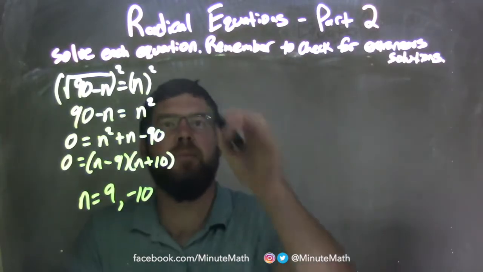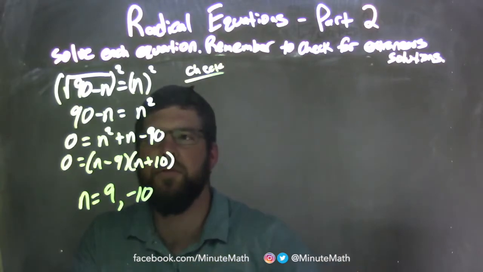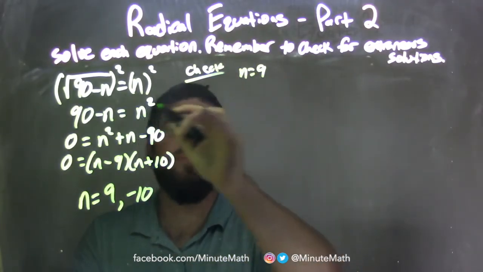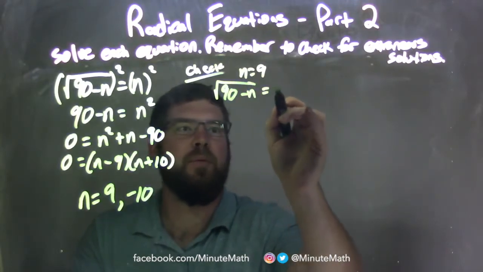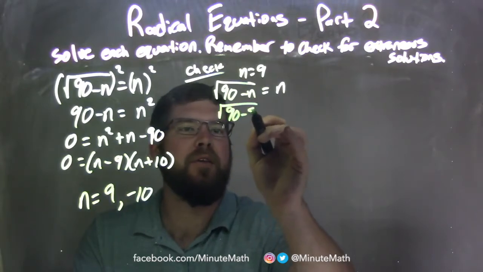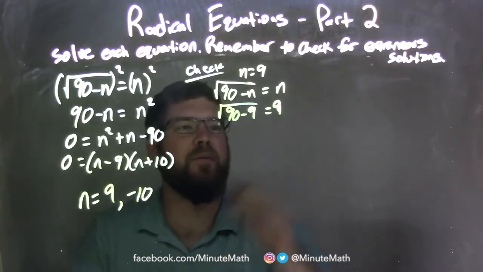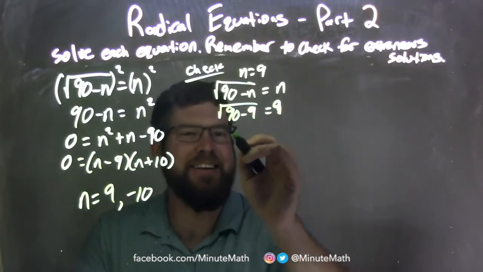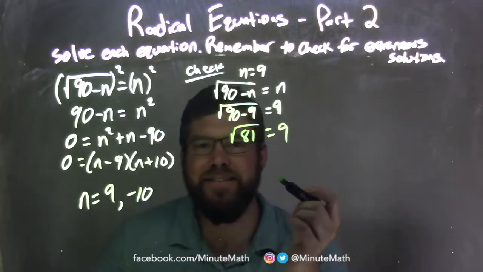So now I need to check my work. I'm checking here not just my work, but for extraneous solutions. I'm going to take my n equals 9, first one, and let's plug it into the original equation. So we have square root of 90 minus n equals n. 9 goes in for n, so we have square root of 90 minus 9 equals 9. 9s and n's, I always get those mixed up here. So 90 minus 9 is 81, square root of 81 equals 9. Square root of 81 is just 9.